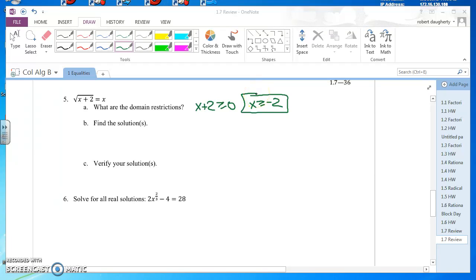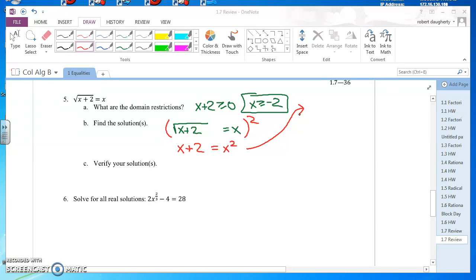Okay. Now, to find the solution, I need to square both sides. So I'm going to have the square root of x plus 2 equal x, and I will square both sides of this equation. So on the left side, I'm going to get x plus 2, and on the right side, I get x squared. So you should be very comfortable now recognizing that's a trinomial.